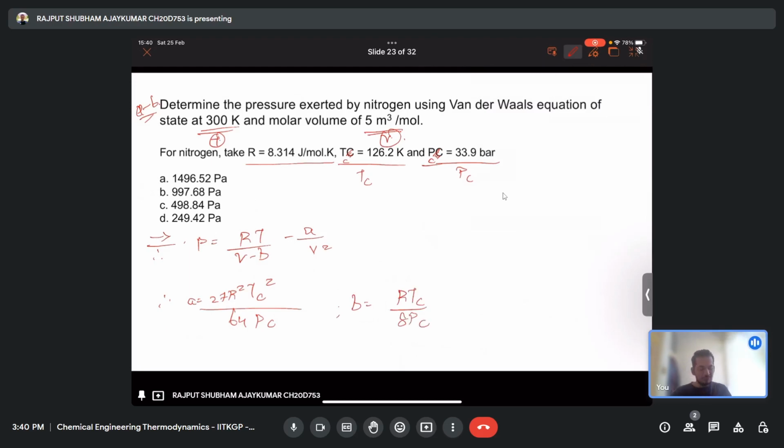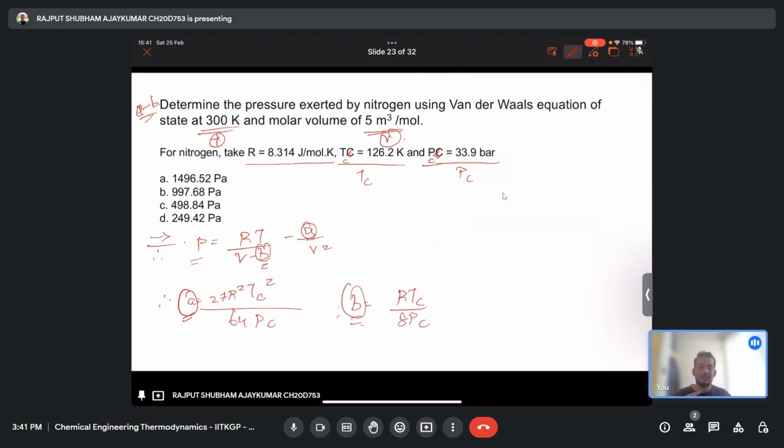So what you have to do is put the values of TC and PC directly into the constants A and B and find out their values. Then you put the values of A and B here. A is here, B is here, volume is already given to you as 5 meter cube, and R and T are already here, so you can find the pressure easily. Okay, so this is just to identify how to calculate A and B if they have not been given, when the critical temperature and critical pressure values are given.